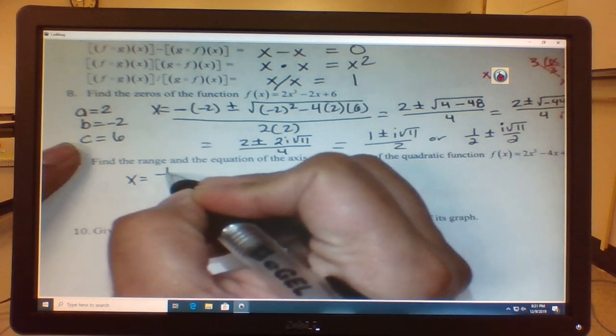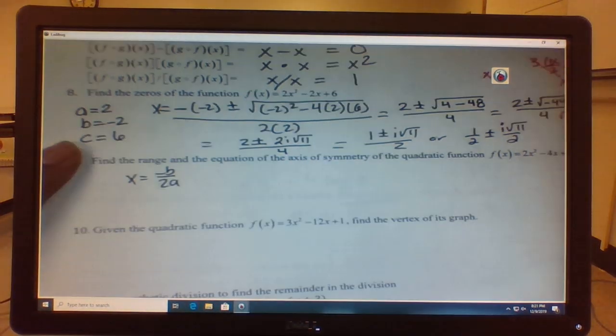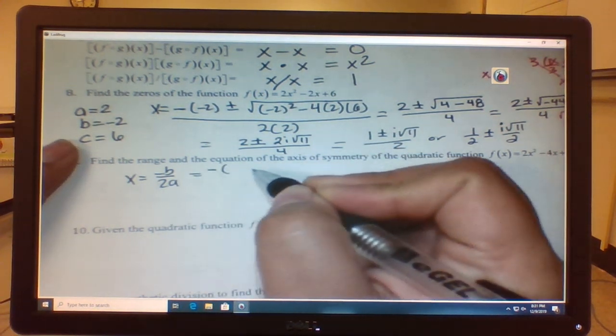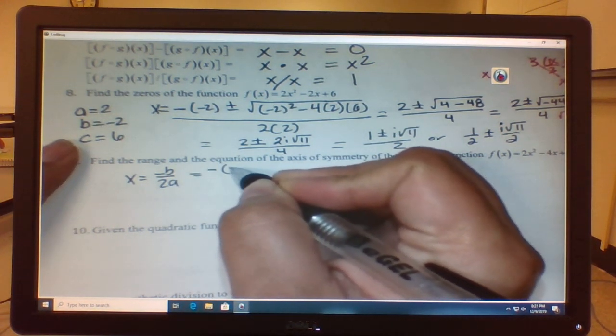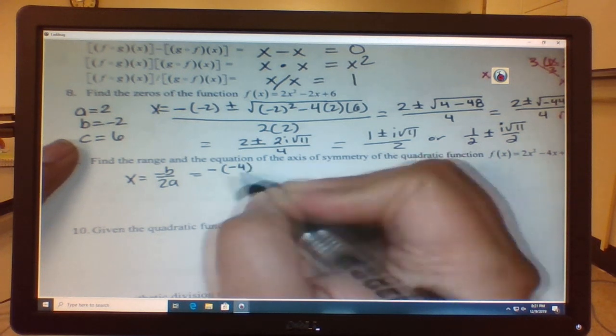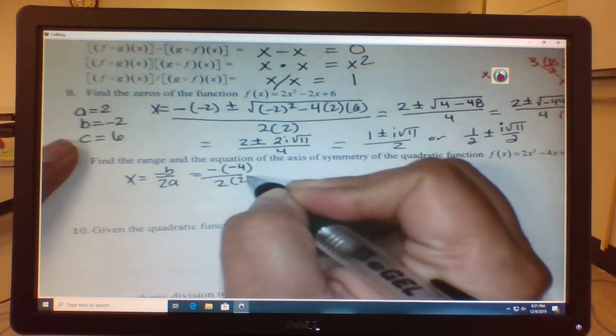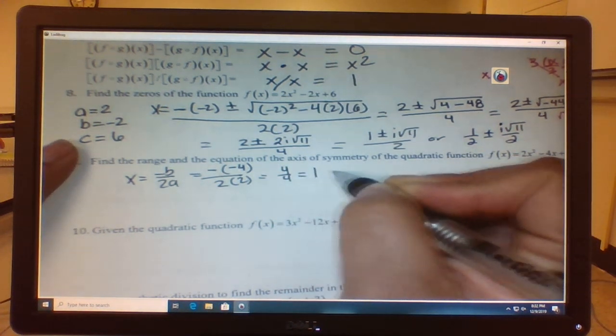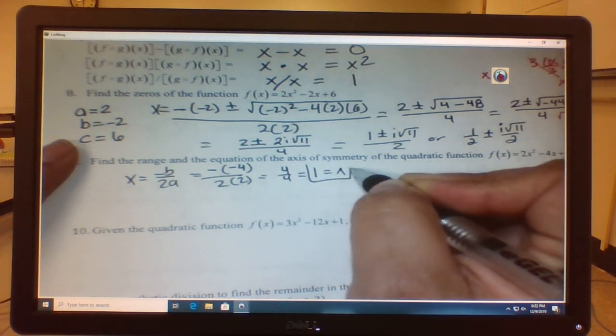X equals negative b over 2a. Very good. So negative b is negative 4 over 2 times a, which is 2. So I have a positive 4 over 4, which is 1. This is your axis of symmetry.